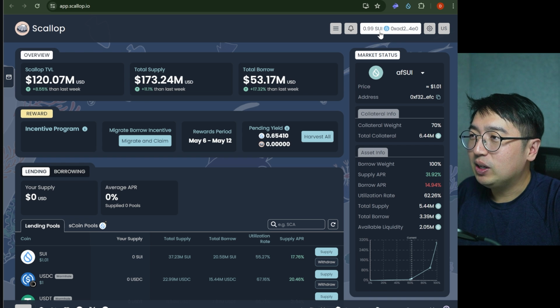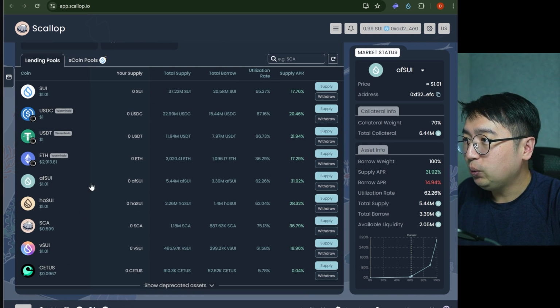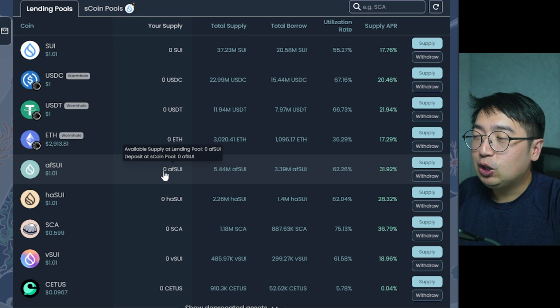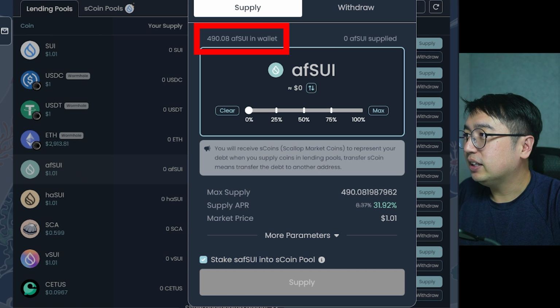We wanna make sure our wallet is connected. And if it is, it's gonna look something like that. It's gonna show our balance and our address. We wanna go to lending. And then we're gonna scroll down to AF SUI. So you can see here, our current supply is zero. So we can supply this. Now we're gonna hit supply.